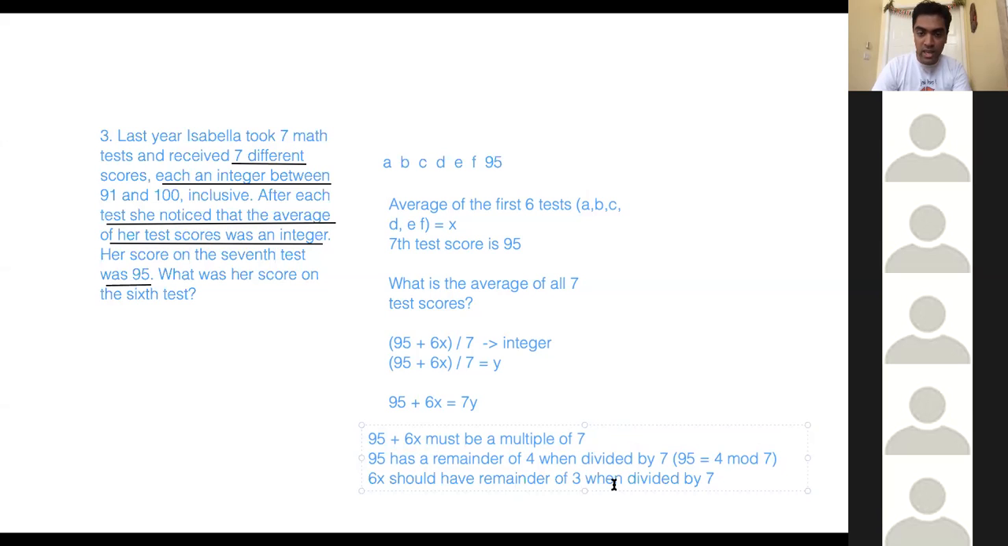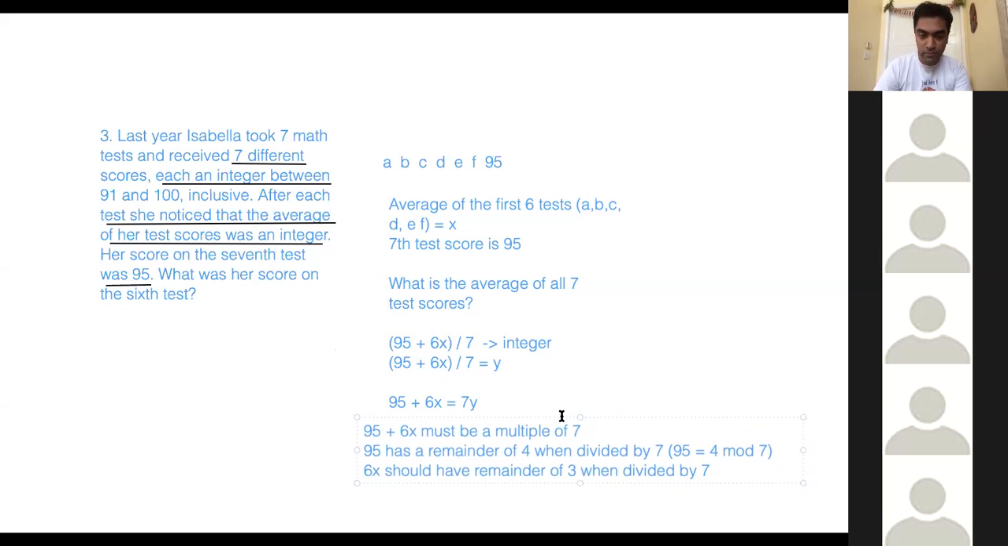So what does that mean about what x could be? And one more question here is that we know x should be in some range, right? What range should x be in? 91 to 100. Good. Yeah, we know all the scores are between 91 and 100, right?